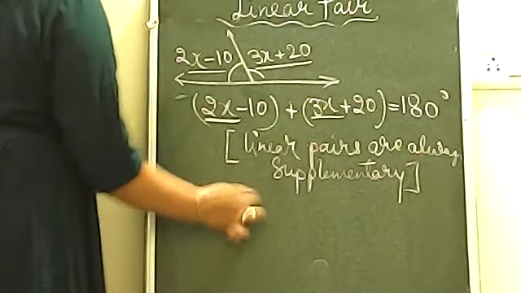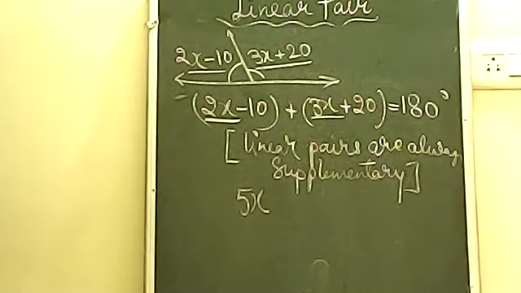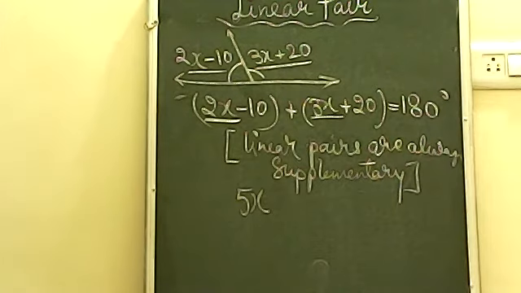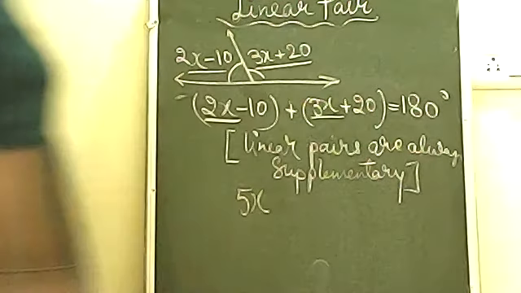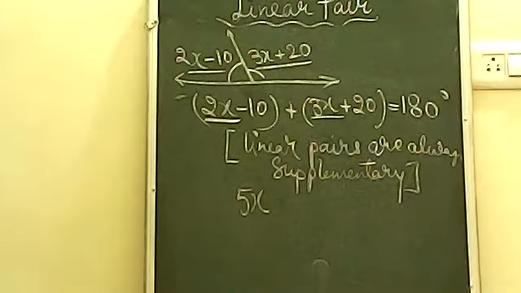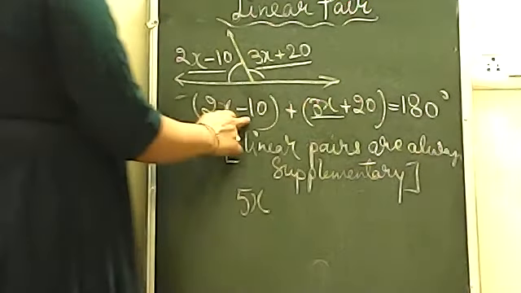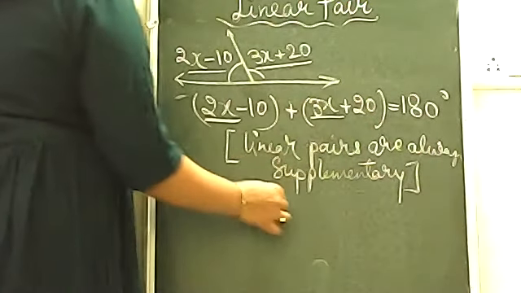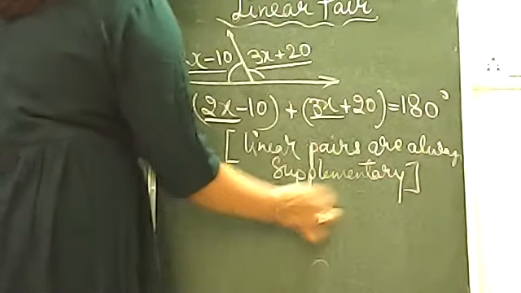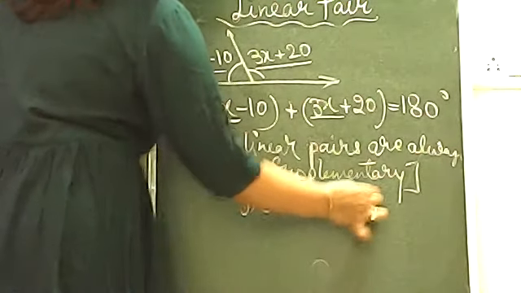Will be added together which will give you 5x. Why am I adding it directly? Because you know both are in plus, so there will not be any change when you open the bracket. Now minus 10 plus 20, solved together will give you plus 10, which gives the sum 180 degrees.